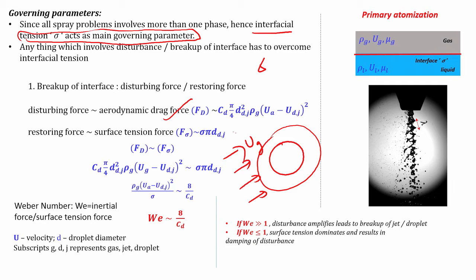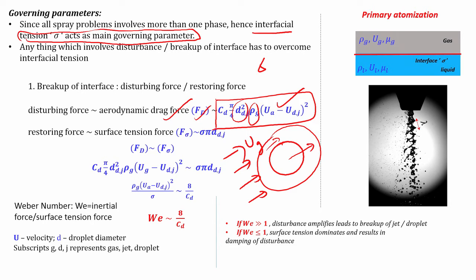Now, aerodynamic drag is given by CD, where CD is the drag coefficient. This is the diameter of the droplet, this is the gas phase density, and this is the relative velocity between the droplet and the gas phase, right. So, this is the relative velocity. The droplet may also be moving, and the gas is also moving, so it is the relative velocity between the two that determines the drag force.